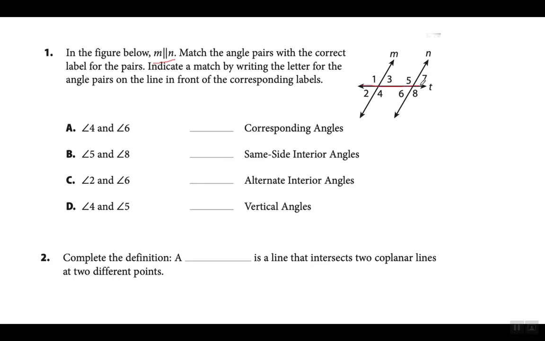En el diagrama, te está diciendo aquí que la línea M es paralela a la línea N. Así que el transversal es esta línea en rojo, la línea T. Alright, so we gotta match. Tenemos que colocar la letra con la definición correcta.